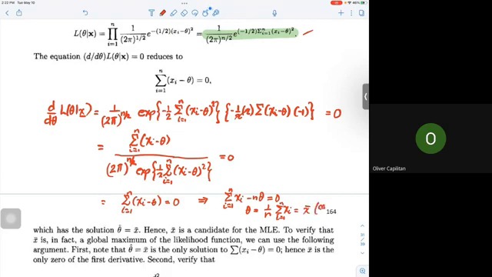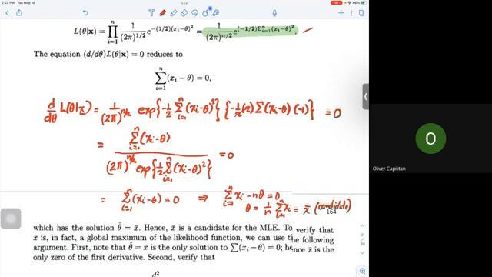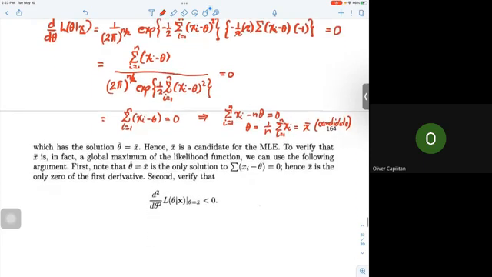So this is just a candidate. Okay, it's a candidate for a local extremum. So we have a solution now that our theta hat is equal to the sample mean x bar. X bar is a candidate for the maximum likelihood estimate of our population parameter theta.